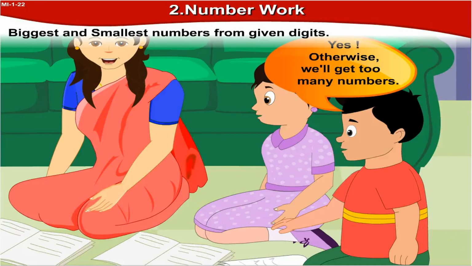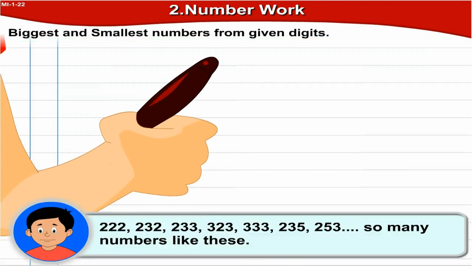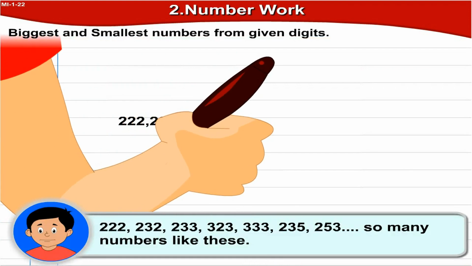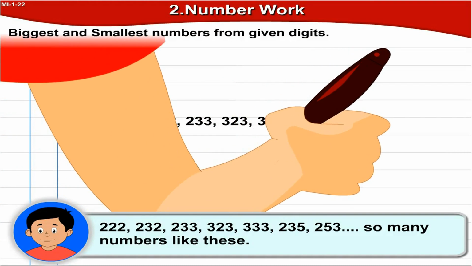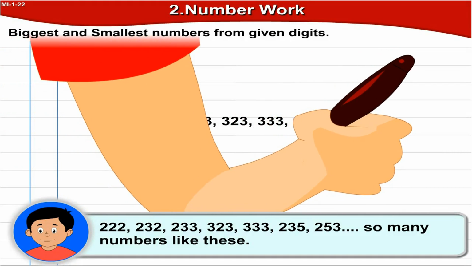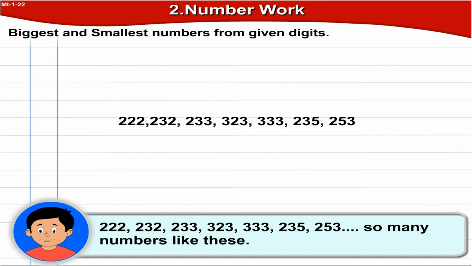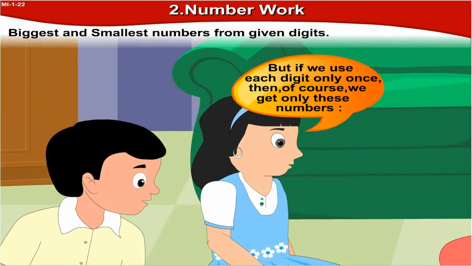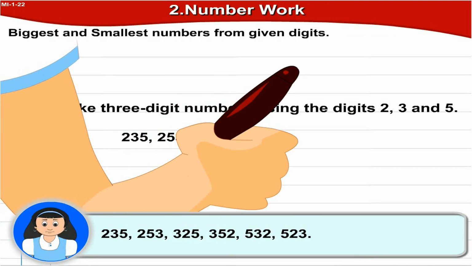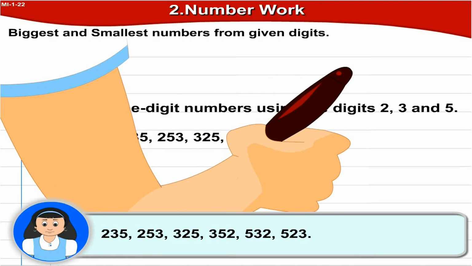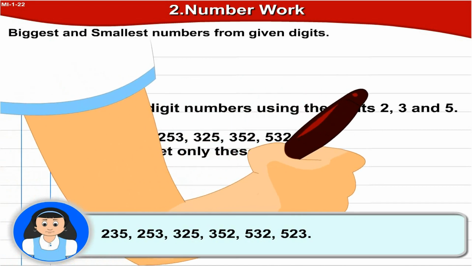Yes. Otherwise, we will get too many numbers like 222, 232, 233, 323, 333, 235, 253. So many numbers like these. But if we use each digit only once, then of course we get only the numbers 235, 253, 325, 352, 532 and 523.